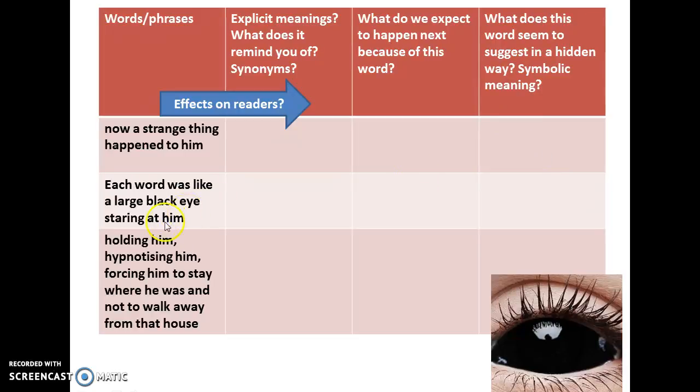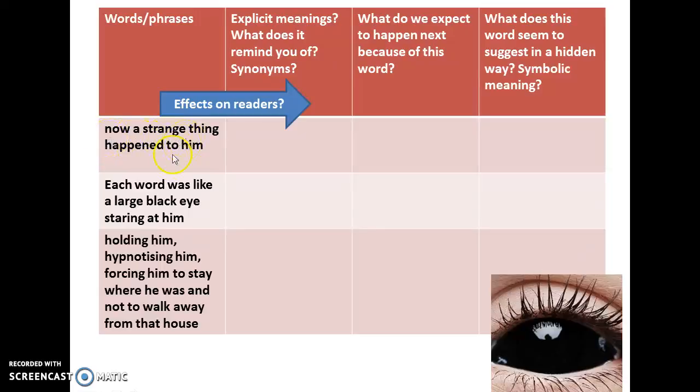So here we've got, each word was like a large black eye staring at him. This suggests, when you look at the simile, black eye suggests this implicitly. We normally associate a black eye with pain and suffering. Literally, a black eye is when you get punched in the face. So perhaps there's this sense of physical danger. And again, the verb staring at him is quite intimidating. It's quite scary, and it builds on that previous quote where now a strange thing happened.